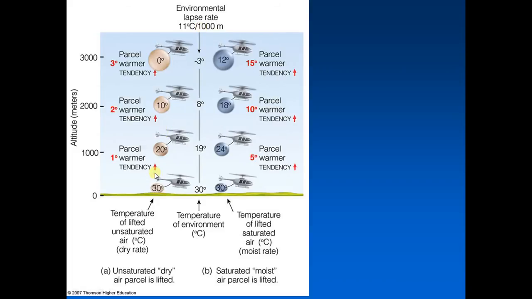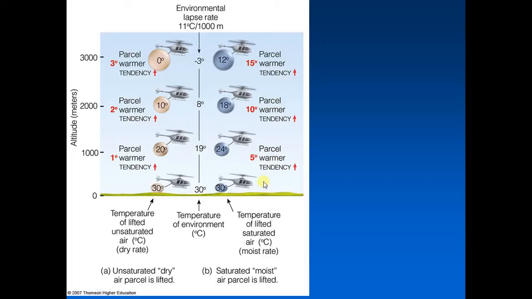So, now look at what's happening at each of these levels. The parcel is warmer than the environment because the environment's cooling faster with height than the air parcel that's cooling dry adiabatically. So at 1,000 meters, temperature inside this air parcel is 20 degrees Celsius. Temperature of the outside environment is 19 degrees Celsius. So it's warmer than the surroundings, it's lighter, it will have the tendency to rise on its own. If the helicopter let it go here, it would rise on its own. And as it continues to rise higher, it gets even more unstable in the sense that the temperature difference between it and the environment is even greater, and so it's going to want to rise even more.